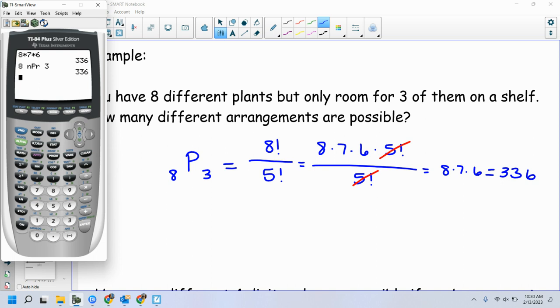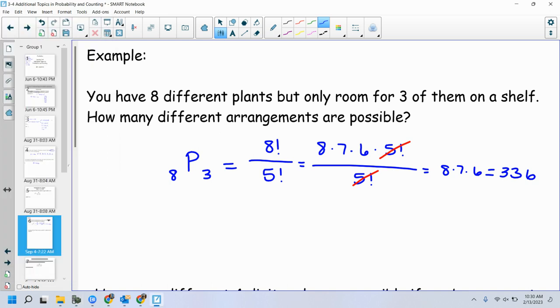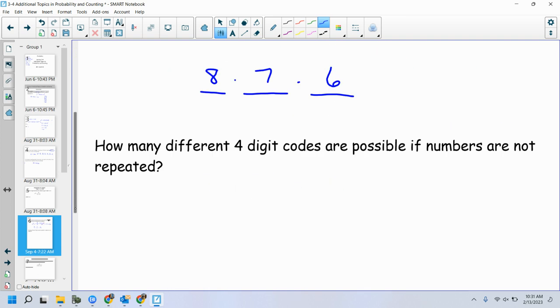Now, here's what's really cool. We have 3 different places to put a plant, right? How many different plants do I have to choose from in my first option? How many in my second option? How many in my third? Isn't that the same thing we just did? So really, we were doing that when doing our passcode problem. We just weren't really calculating it as a permutation. Good. Let's take another one.